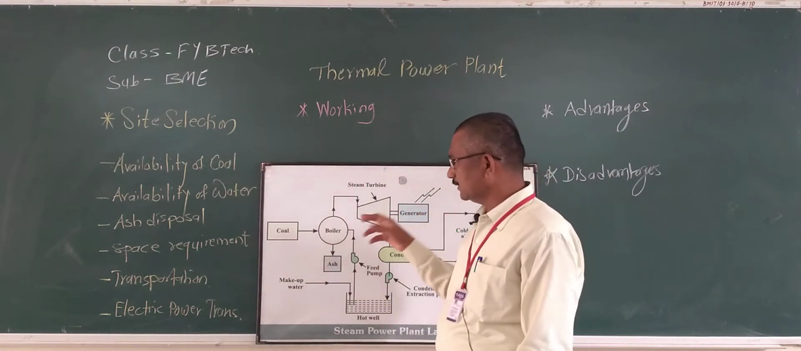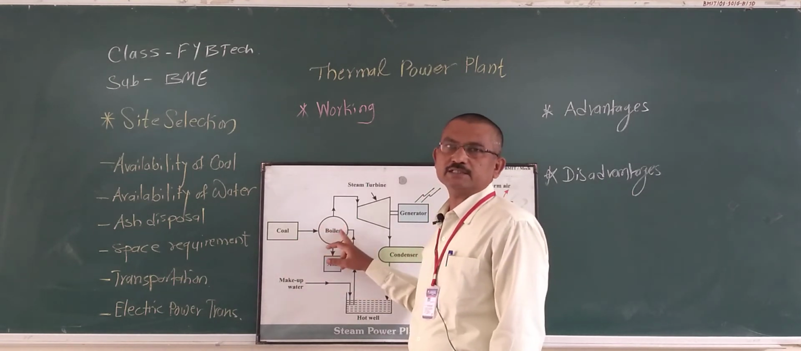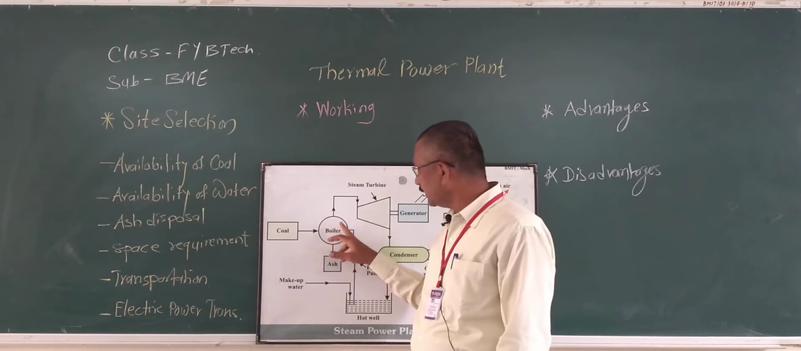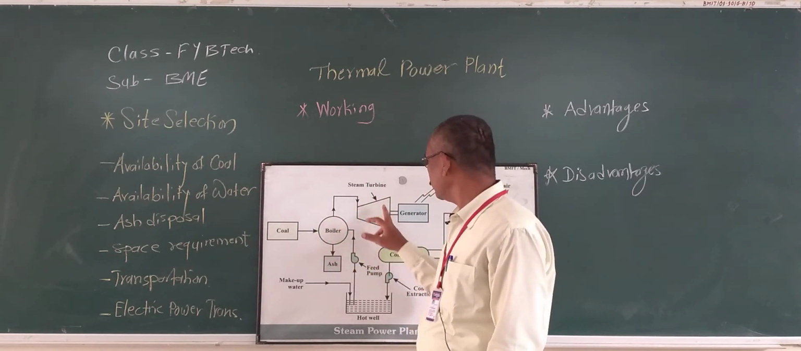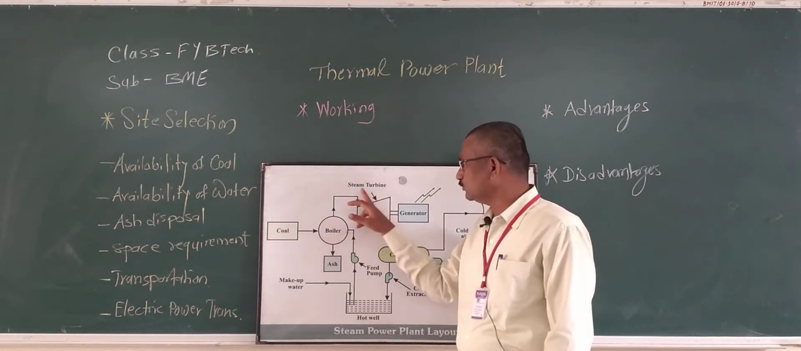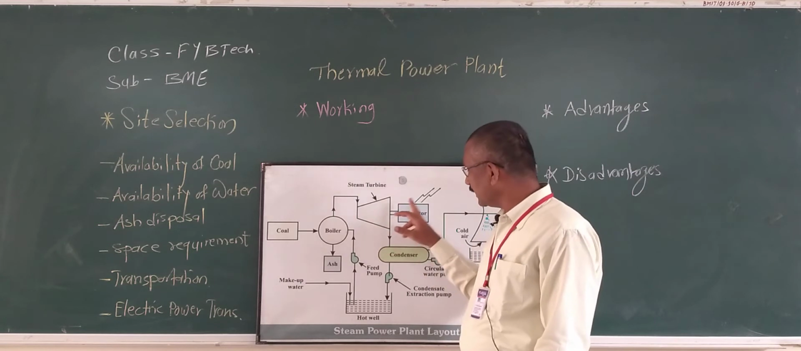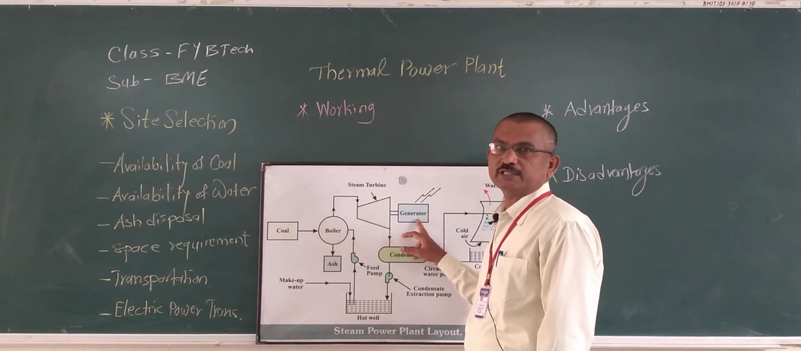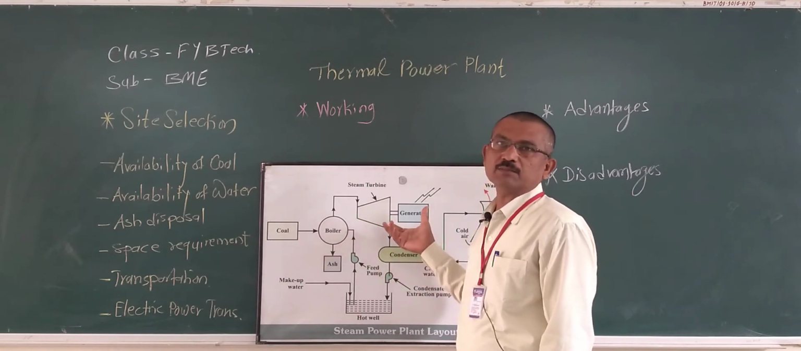In this case, the chemical energy of the coal is converted into heat energy by using the boilers. Again, the heat energy of the steam or water is converted into mechanical energy by using the steam turbines, and the mechanical energy is again converted into electricity by using the generators or gensets. So that is the basic working of the thermal power plant.